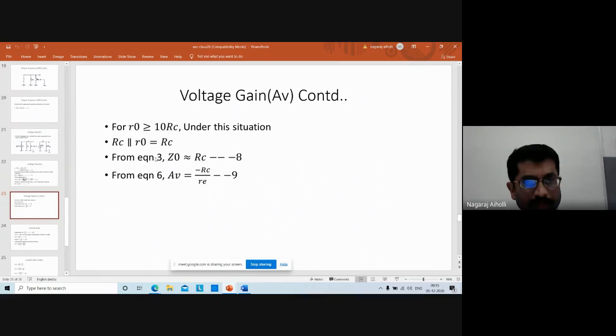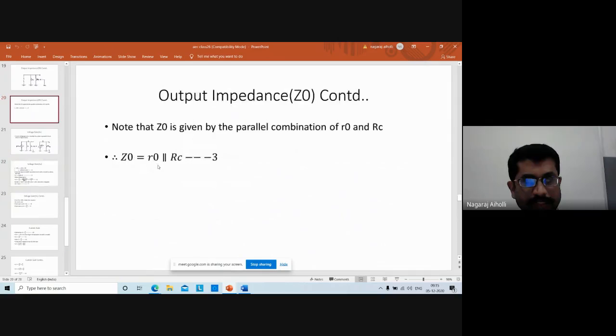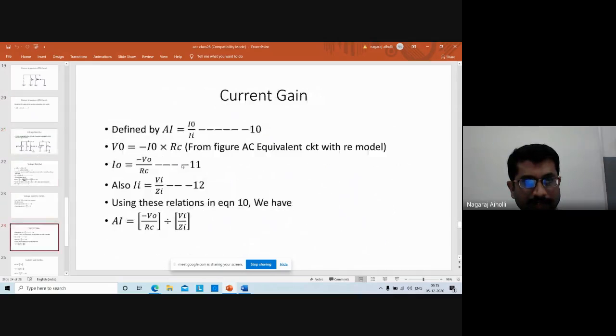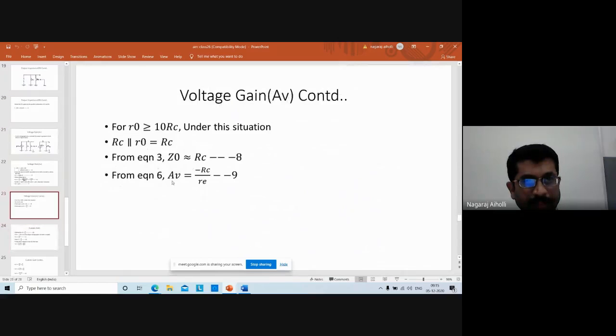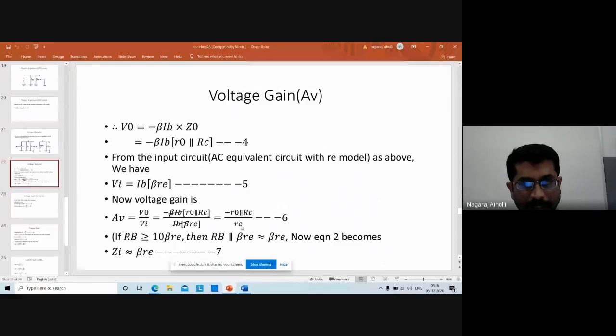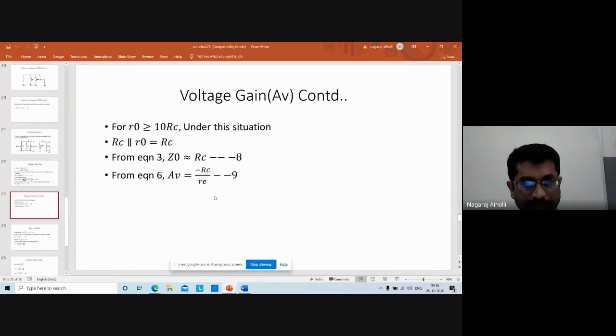Now Z naught is approximately equal to, equation 3, Z naught is R naught parallel RC. 10 times RC parallel RC will be RC only. Therefore, we get Z naught equal to RC. Then the AV equation is minus R naught parallel RC divided by RE. R naught parallel RC will be RC only. Therefore, AV is minus RC by RE. That is the voltage gain equation.